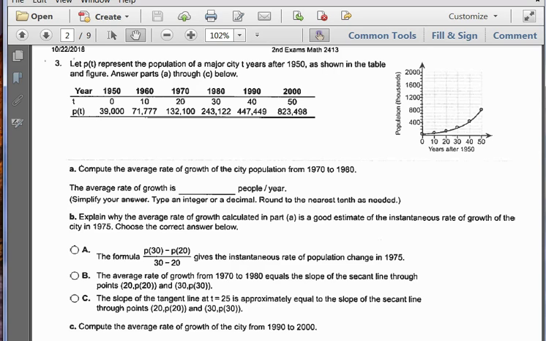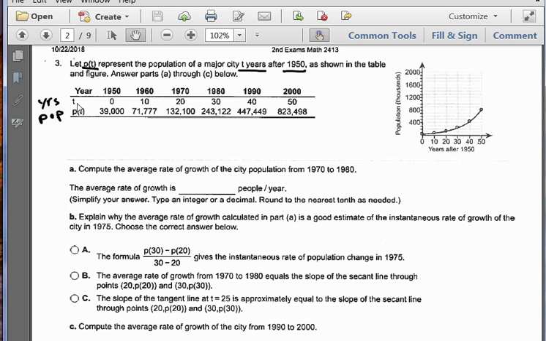Alright, so this problem says let P of t represent the population of a major city t years after 1950, as shown in the table and figure below. So you've got the years 1950, 1960, 1970, 80, 1990, 2000. So 1950 is year 0, population was here. 1960 was 10 years after that, 71,000, and you can see those numbers.